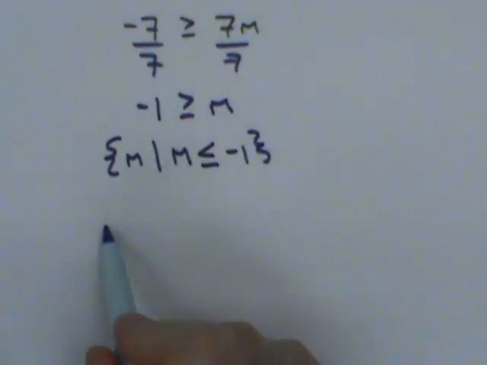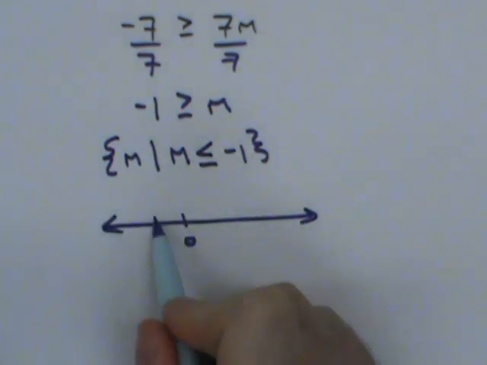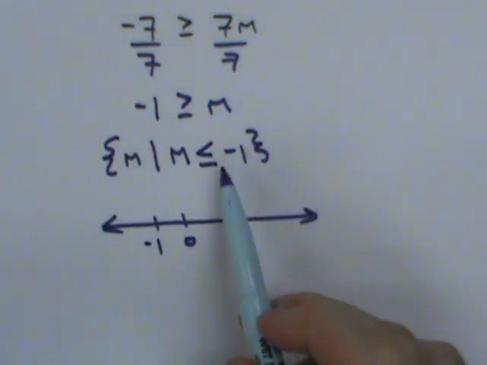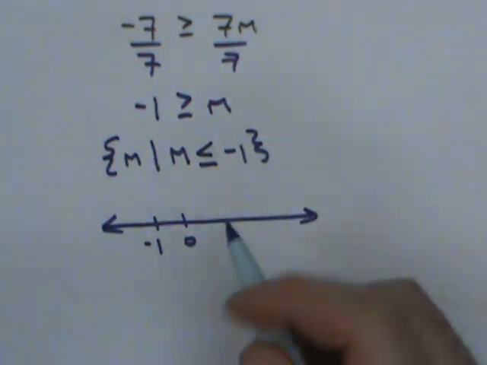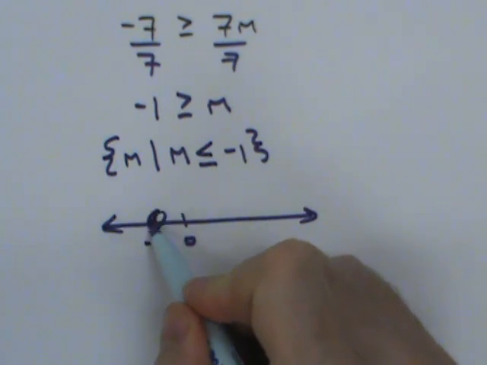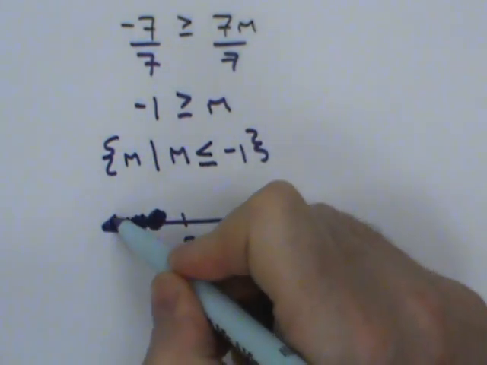Now I go to my graph and it's as easy as can be. I locate 0. I locate negative 1. I ask myself, can I have negative 1? Hopefully the answer is yes, because of the equality. So we make that a dark circle, and then this tells me to shade off to the left. There's your answer.